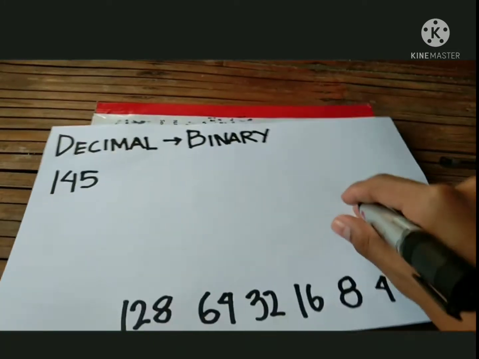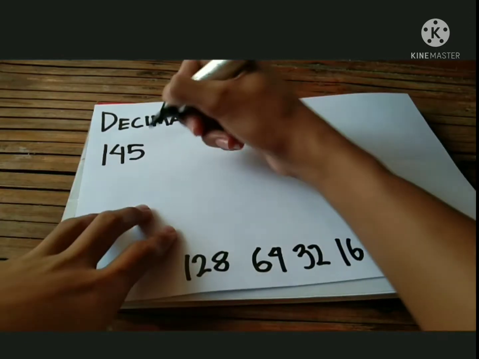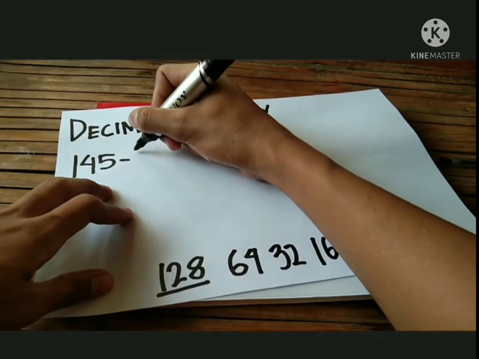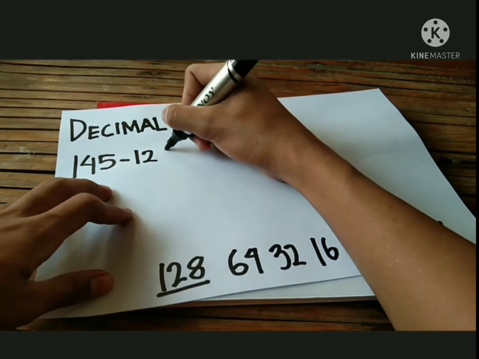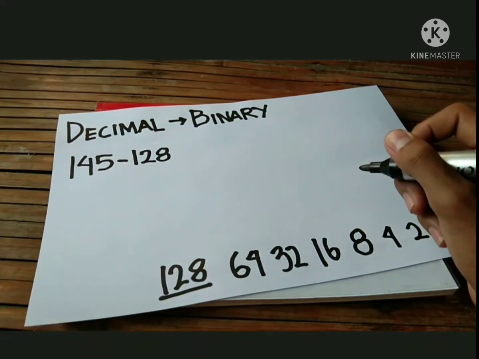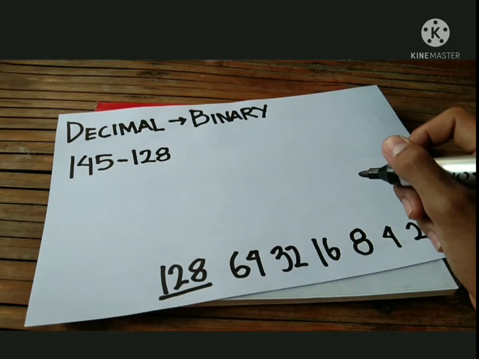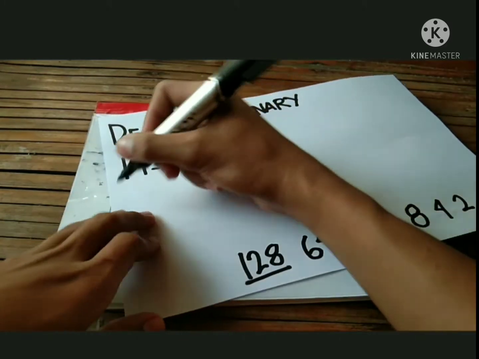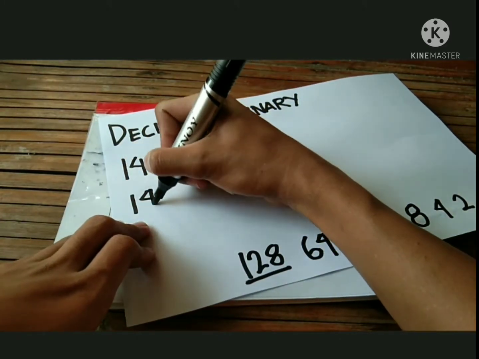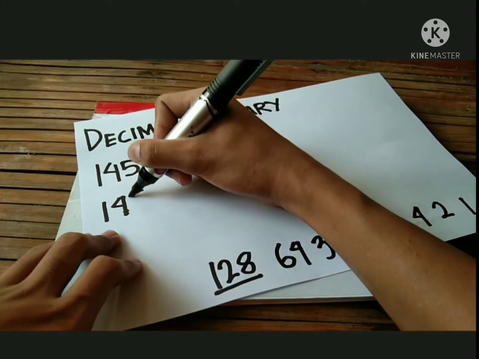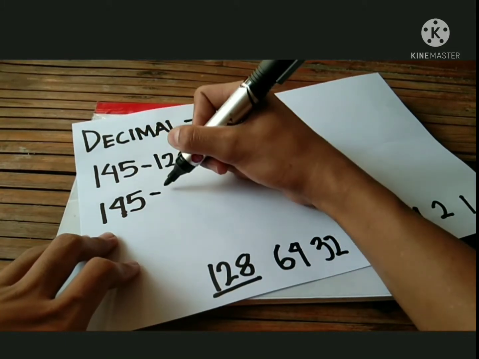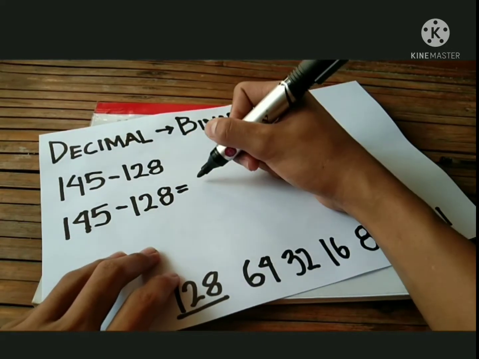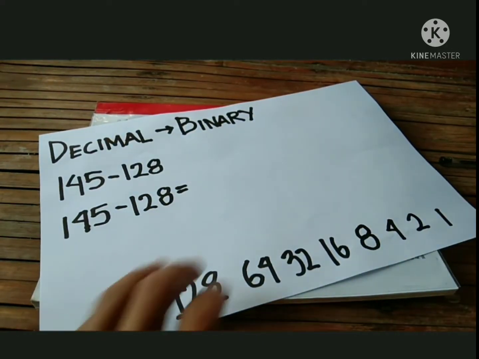So the largest power of 2 that fits in 145 is 128. So let's put 128 here. And let's subtract them. 145 minus 128 equals 17.